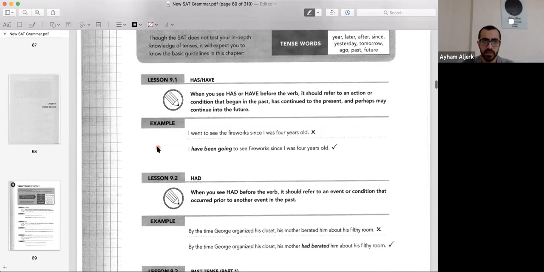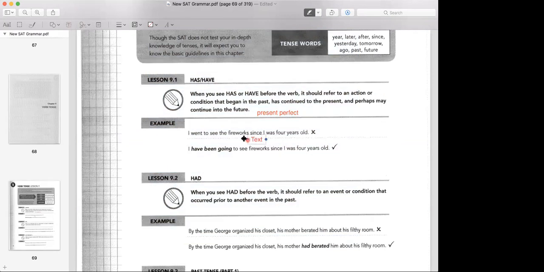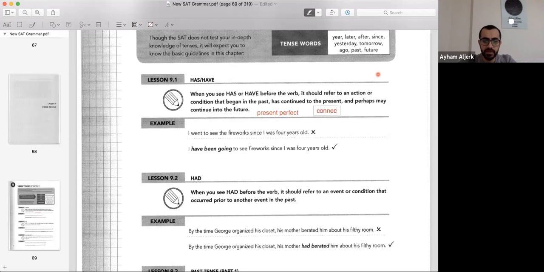Okay. Let's have the first verb, has or have. When you see has or have before the verb, it should refer to an action or condition that began in the past, has continued to the present, and perhaps may continue into the future. So this is usually called present perfect. What is special about the present perfect? In the present perfect, we have a connection between the past and the present. It means something that started in the past, maybe is still continuing now, or maybe it has an effect now, or it might continue in the future. So there's always a connection between the past and the present.